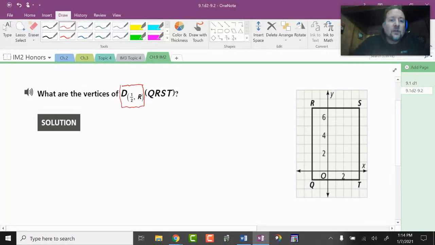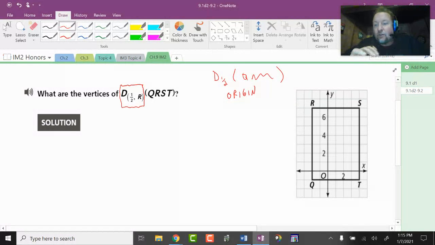I did end the notes by telling you that if it said like D, just the 1/2 of QRST, I don't have the time to write that. That just means dilated from the origin being the point. The origin is the center of the dilation that you do.